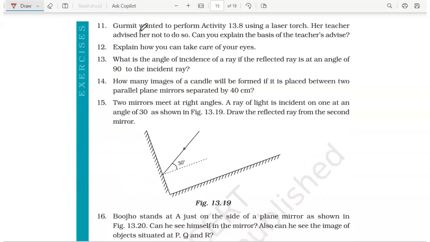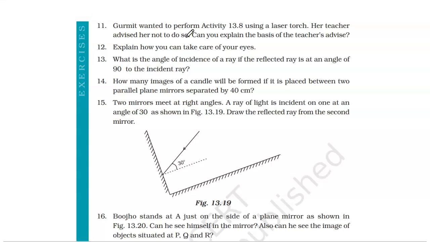Question number 11. Gurmeet wanted to perform an activity 13.8 using a laser torch. Her teacher advised her not to do so. Can you explain why? See, this I have discussed before also. Intensity of laser beam is very high. So it carries a large amount of energy and it is harmful for eyes and can cause permanent damage. So one should not look at laser beam directly or indirectly for a longer period of time.